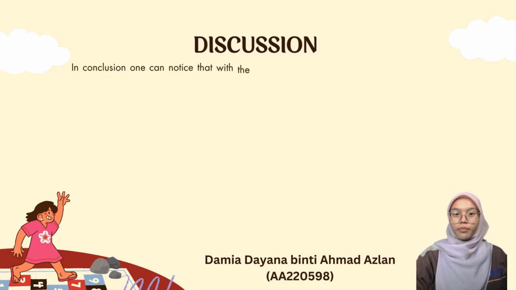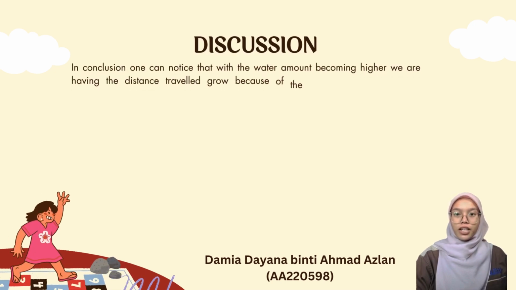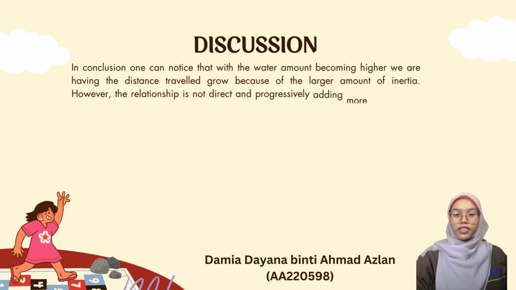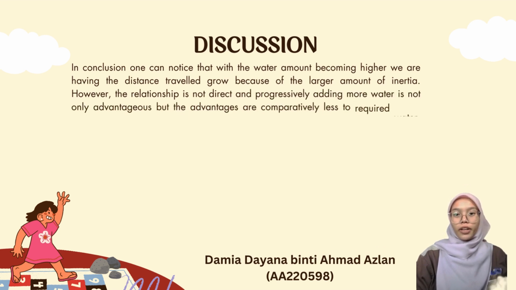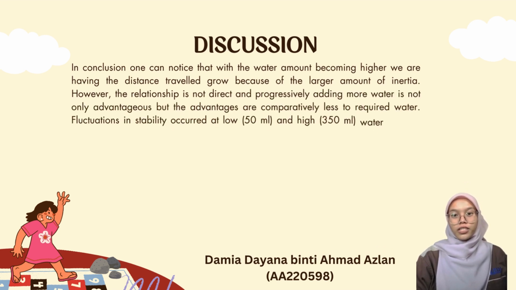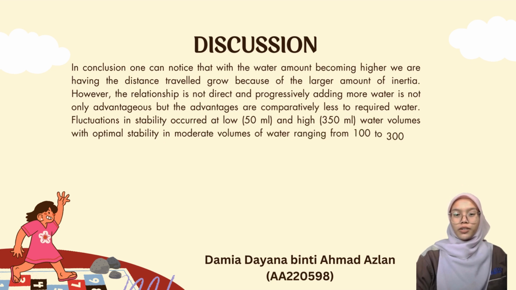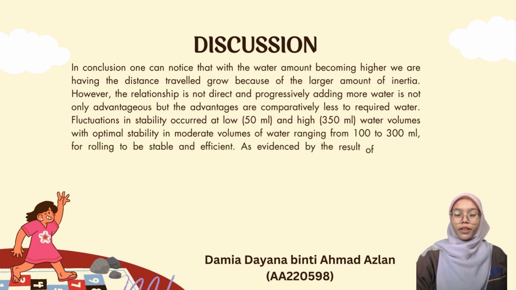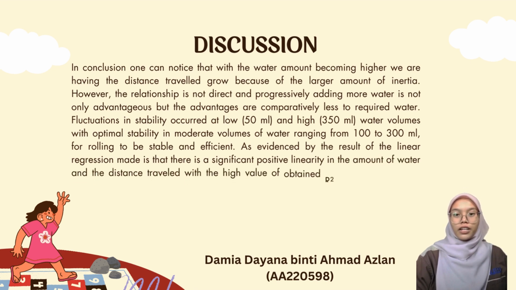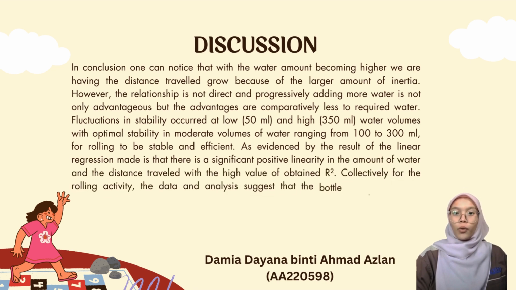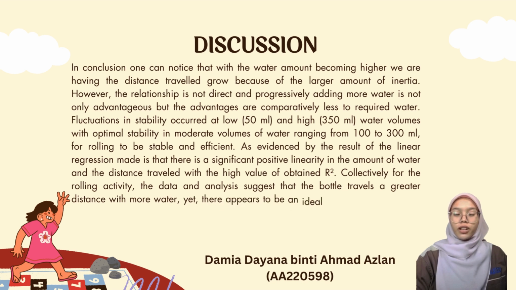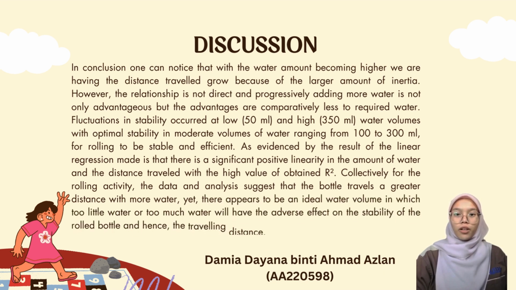In conclusion, as the amount of water in the bottle increased, the bottle traveled a greater distance due to the increased inertia. However, this relationship is not straightforward. Adding more water does not always result in proportional benefit. Instability occurs at low 50 ml and high 350 ml water volume, while moderate amounts, 100 to 300 ml, provide optimal stability and efficient rolling.